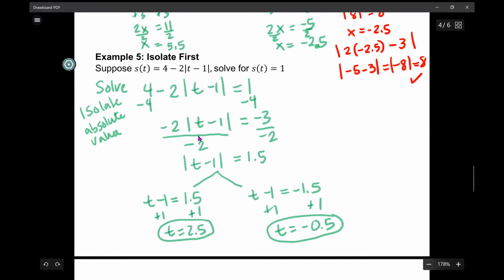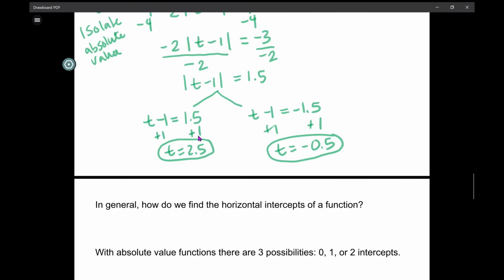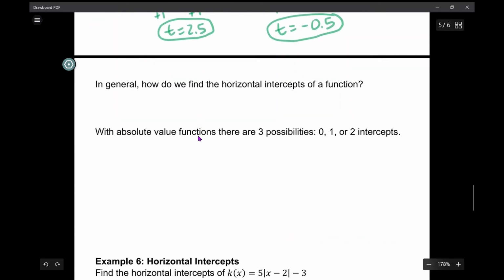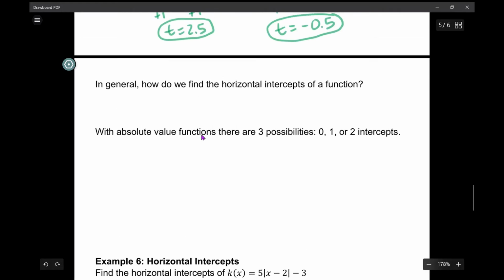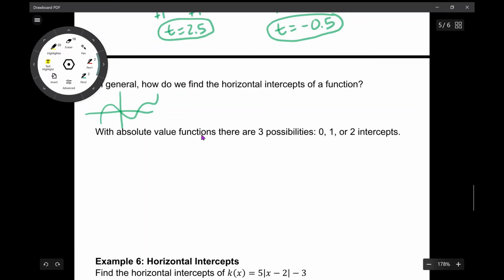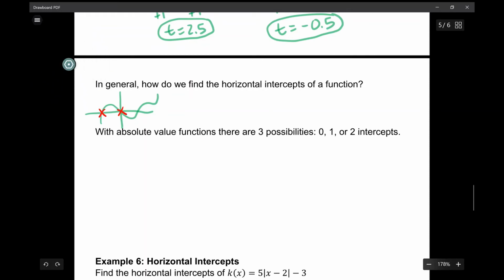All right, now that we can solve absolute value equations, let's try and solve for horizontal intercepts of a function. In general, not even for absolute value functions, for all functions, how do we find the horizontal intercepts? Remember, for any function, just draw one, the horizontal intercepts are where it crosses the x-axis. So here's a horizontal intercept, here's a horizontal intercept, here's a horizontal intercept. This guy right here is also a vertical intercept. So how do we solve for horizontal intercepts? Well, you set the output of the function, set f of x equal to 0, and you solve for x.